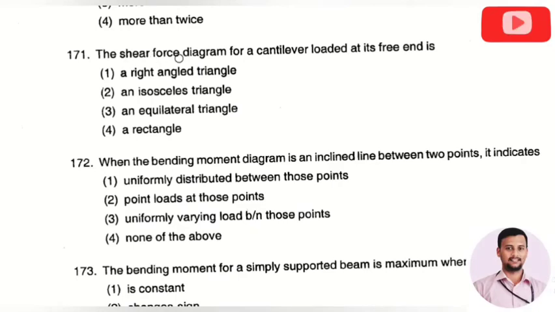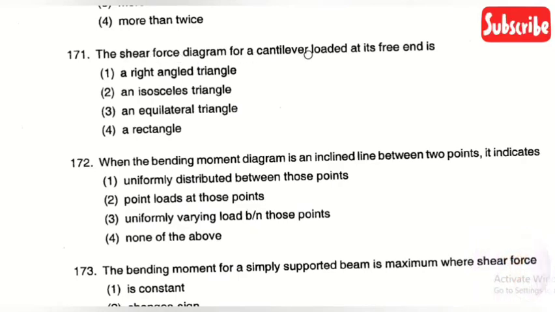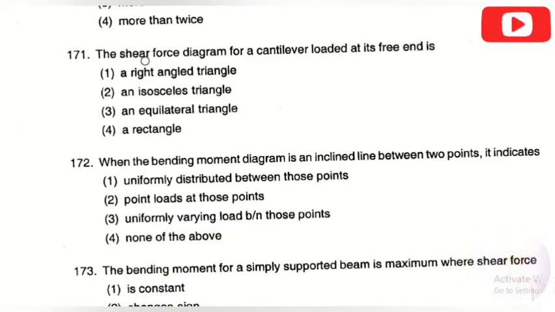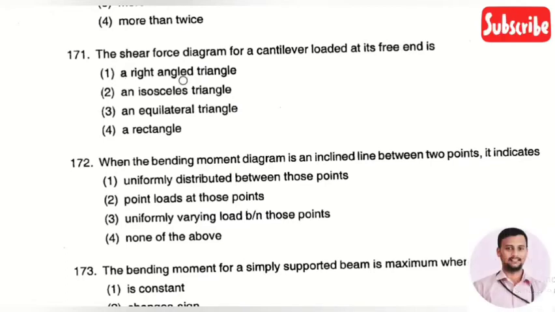The next question is, the shear force diagram for a cantilever loaded at its free end is: first one, a right angle triangle; an isosceles triangle; an equilateral triangle; and fourth option, a rectangle. The right answer is option 4. The shear force diagram for a cantilever beam loaded at its free end will be in a rectangular shape.